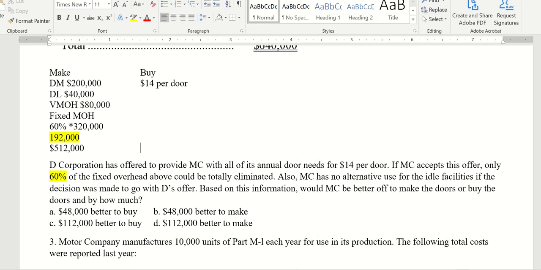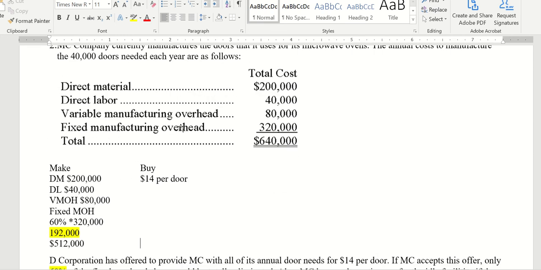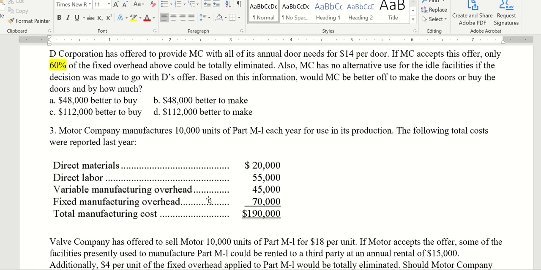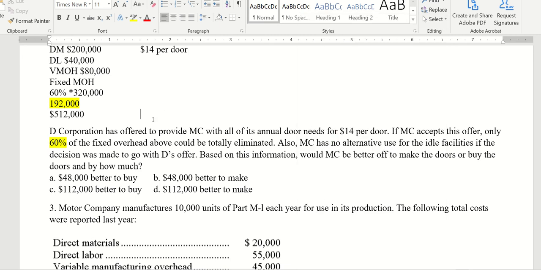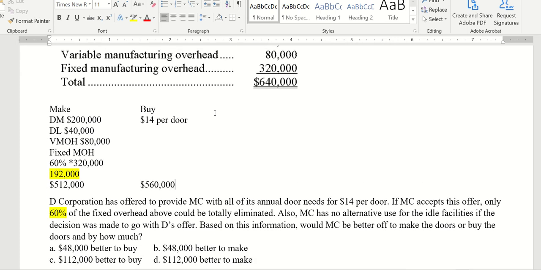On the buy side was $14 per door, and we're making 40,000 doors. So let's do that math. 40,000 doors multiplied by $14 per door is 560,000. So initially 560,000 versus 640,000 looked like a better deal to buy, but when we take out the irrelevant costs and only use the avoidable or relevant costs, it looks like it's a better decision to make the product because it's cheaper.